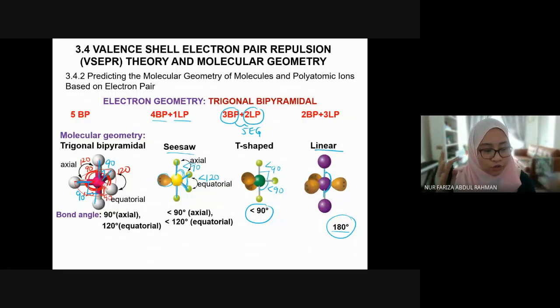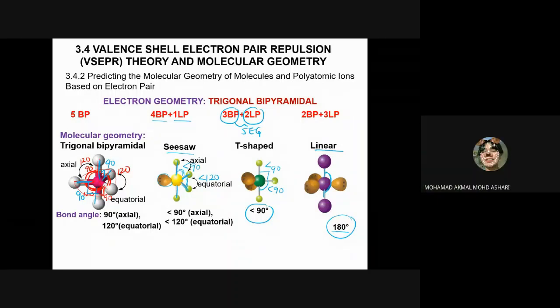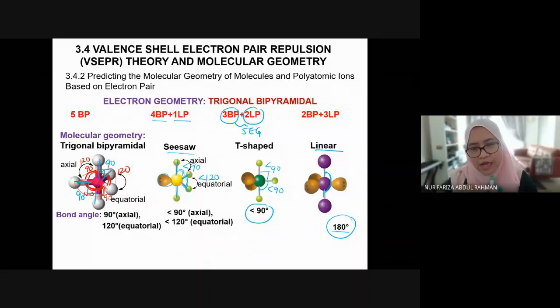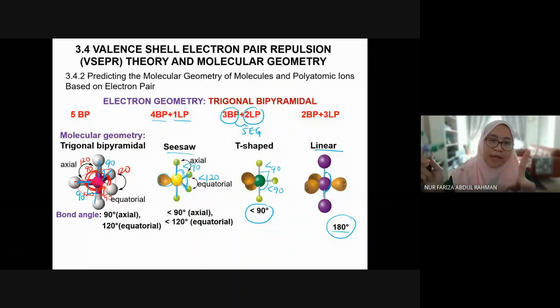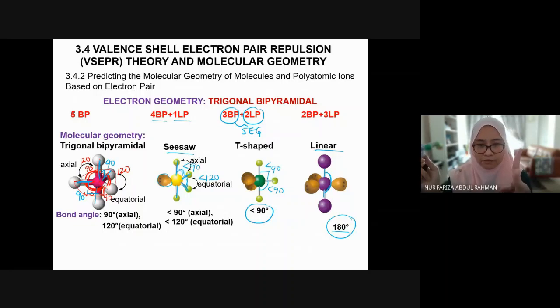Okay, now how do we draw? Madam, nak tanya kalau untuk T-shape tu, kita boleh nampak dia ada axial juga kan, atas dengan bawah tu. So kalau kita cakap angle dia 180 boleh ke? 180 for the axial position. Okay, jap. No. Dia tak boleh jadi 180 sebab dia ada 2 saja lone pair. Okay, this molecule consists of 2 lone pairs only. So by right dia akan push down.